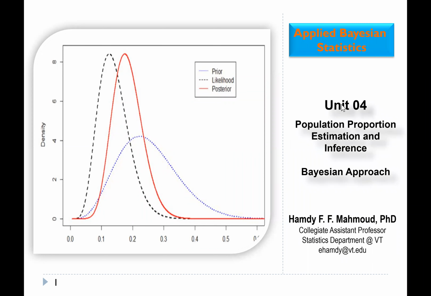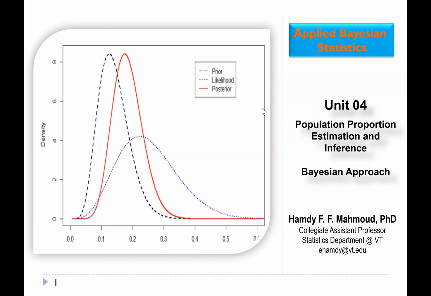Hi again. This is Unit 4, Part 2. In Part 1, we learned how to find the posterior distribution of a population proportion when we have no information about the population proportion. There is no previous study, and we have no knowledge about the population proportion. We cannot say which value has higher probability compared to some other values.